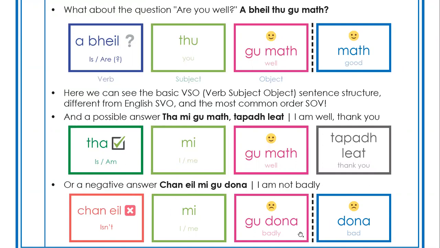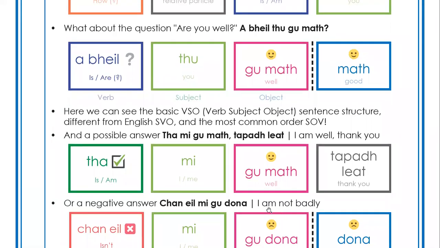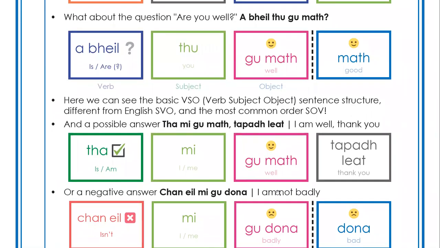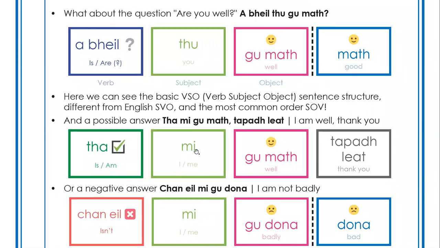I'm not bad, so you might not be quite good or well, but you might not be totally bad. So, chan eil mi gu dona, I'm not badly. Chan eil mi dona, I'm not bad. And you could switch these around, so you could say, tha mi gu dona, I'm badly. Tha mi dona, I'm bad. Or chan eil mi gu math, I'm not well. Chan eil mi math, I'm not good.